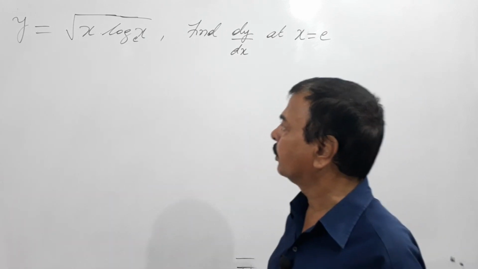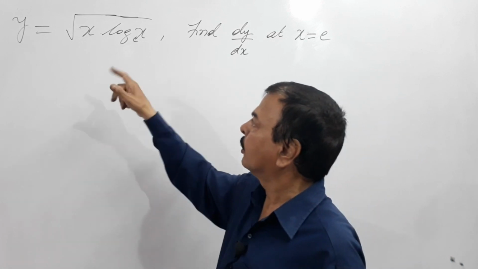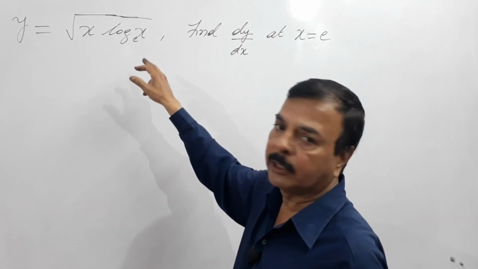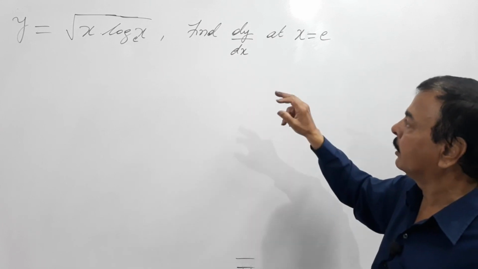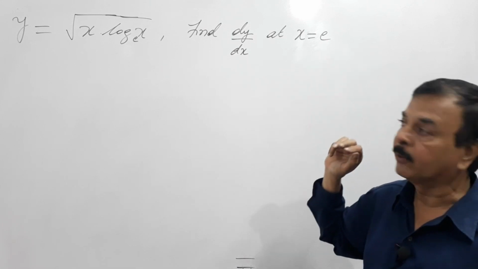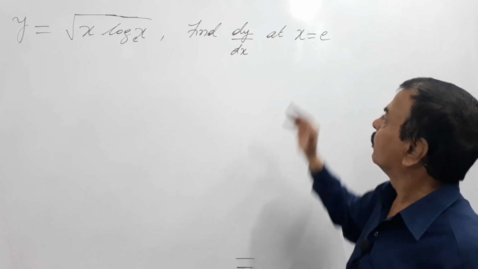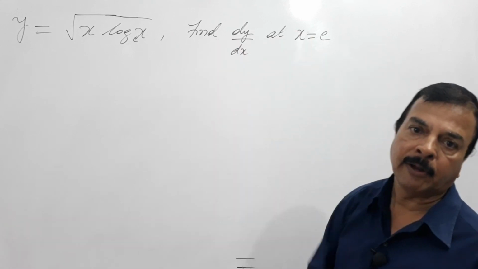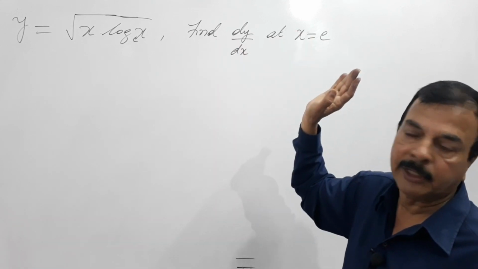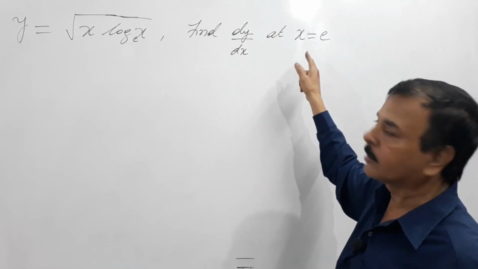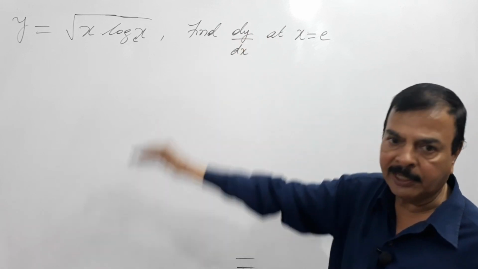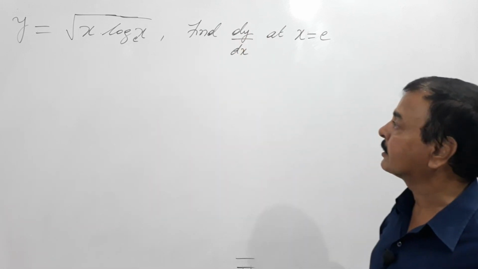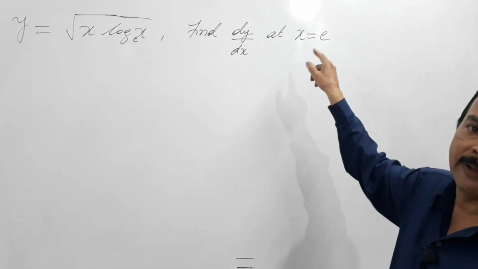Dear students, we are given a problem y equals under the root x into log x to base e. He is asking to find dy by dx at x equals e. So in the final answer, wherever you have x, substitute the value of x as e. That's all. Simple differentiation, but he has confused you with this. Don't get confused. At the final stage, when you finish the answer dy by dx, in that case, substitute the value of x as e.